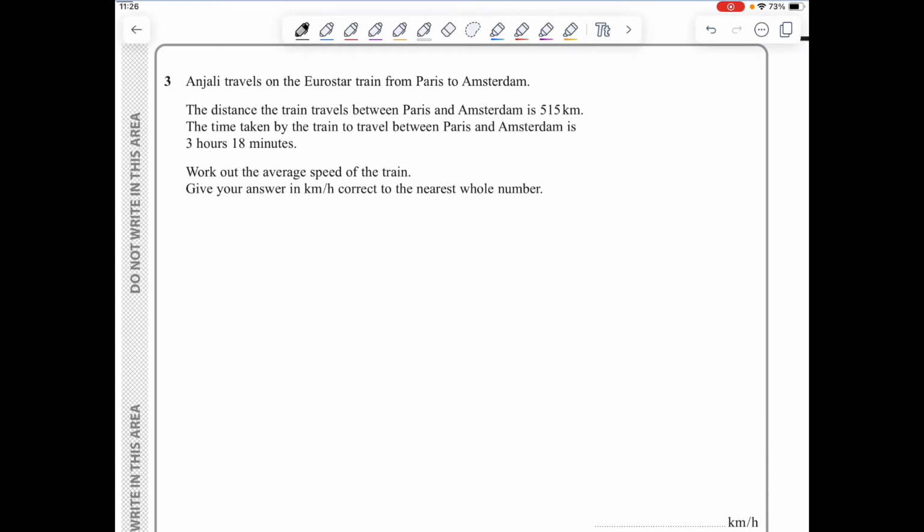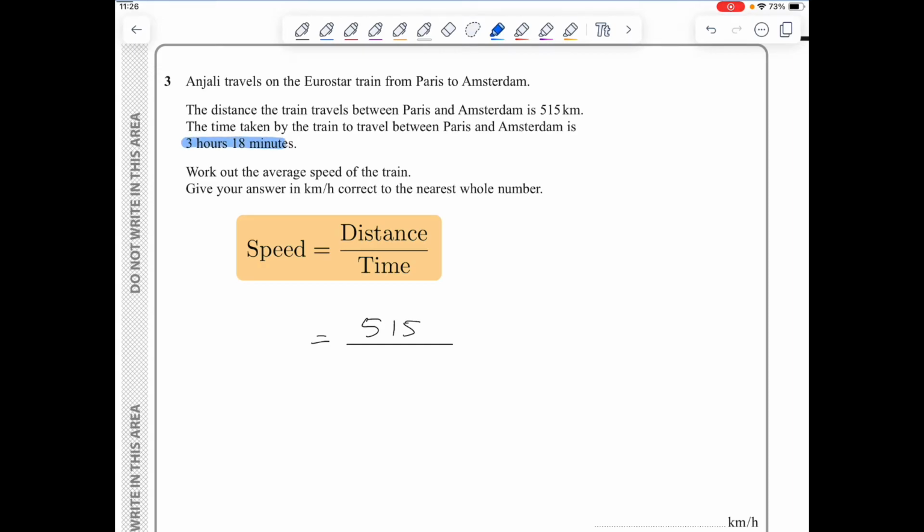For question 3, I need to find the average speed, and we know that speed is equal to distance over time. Now the distance is equal to 515, and I need to divide by the time. Note that the time is given as 3 hours and 18 minutes. I need to convert this either to a fraction or a decimal. So let's convert into a fraction. So this will be 3 and 18 over 60 hours.